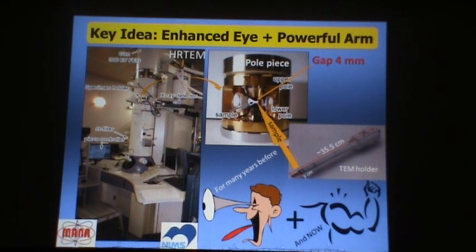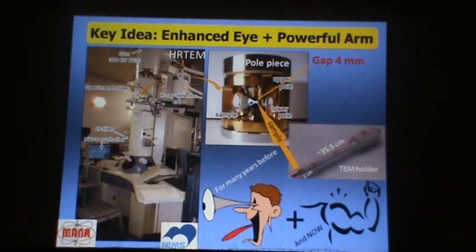And for many years, since the discovery of microscopy back in the 50s of the 20th century, people use a microscope as an enhanced eye, the human eye. Because these days we can zoom in on the structures up to 2.5 million times. You can see individual atoms, individual vacancies, and so on.